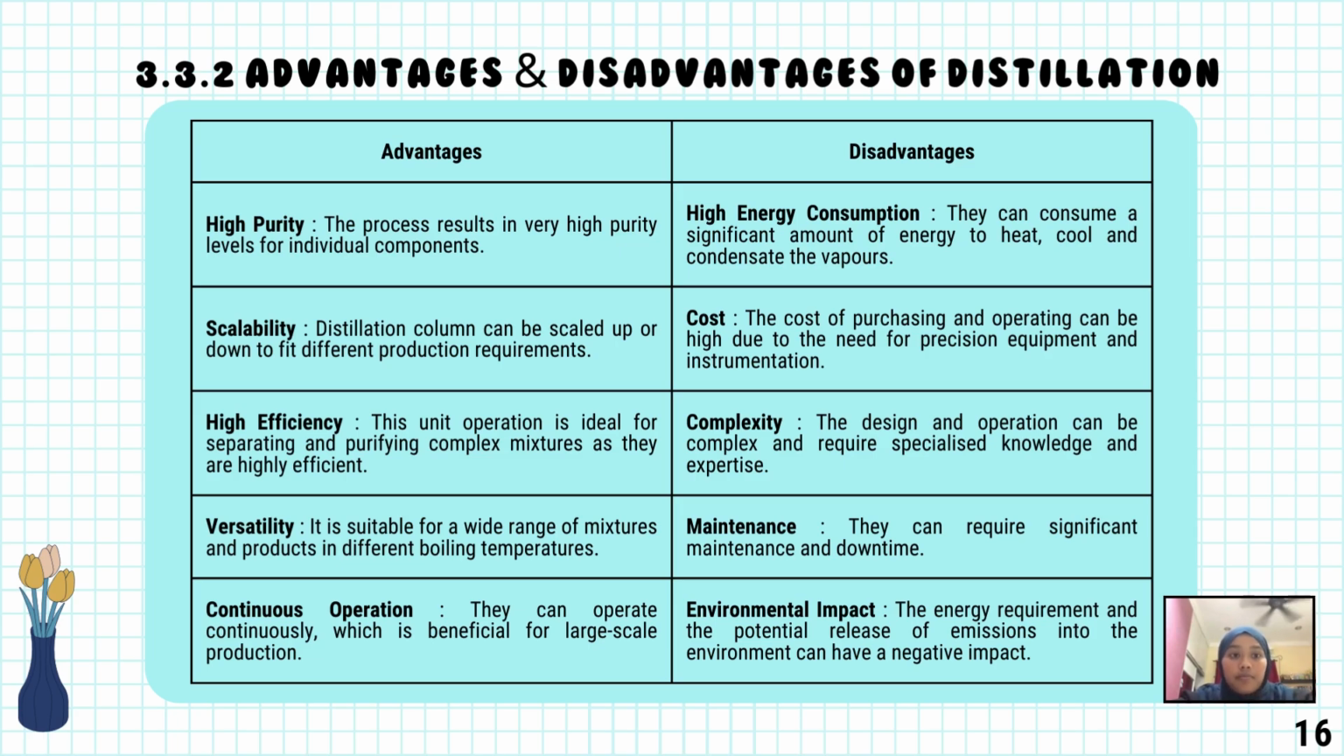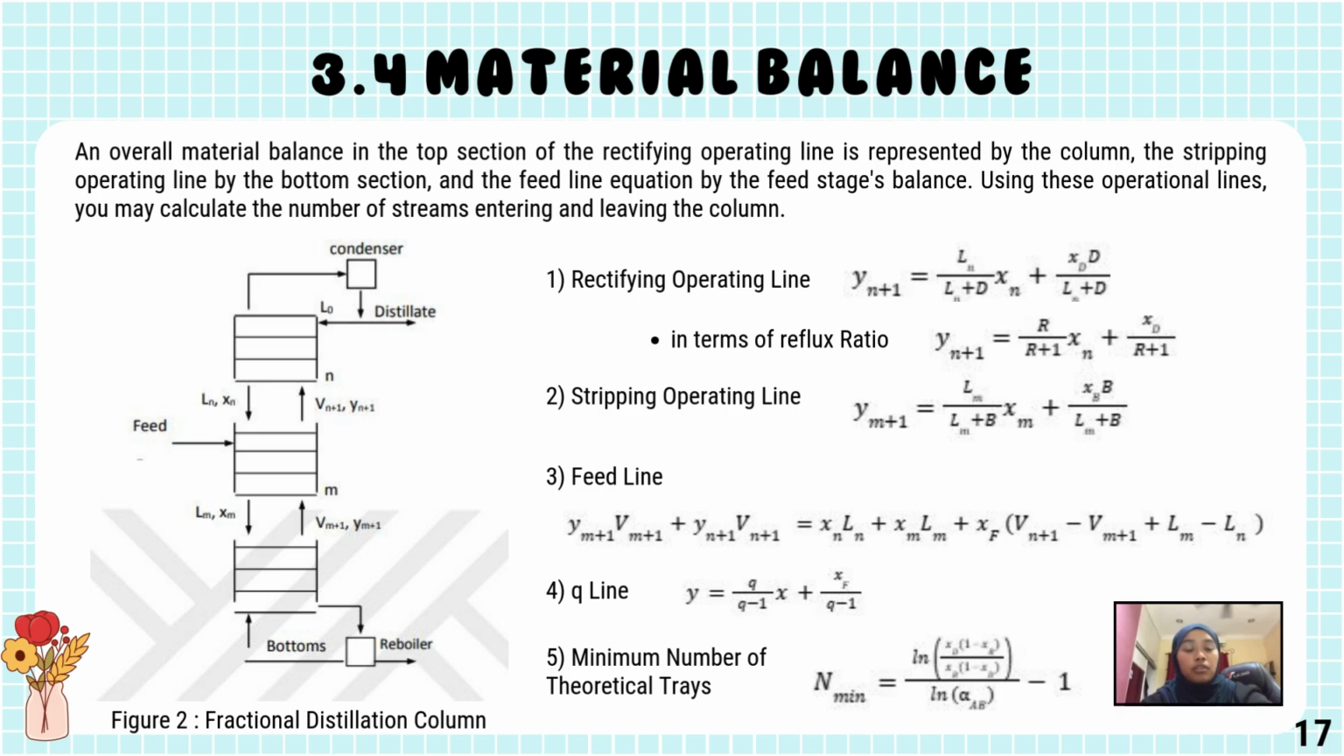Next one, the design and operation can be complex and requires specialized knowledge and expertise. It can require significant maintenance and downtime due to its complexity. And then the last one, the energy requirement and the potential release of emissions into the environment can have a negative impact. So that's all for advantages and disadvantages of distillation column.